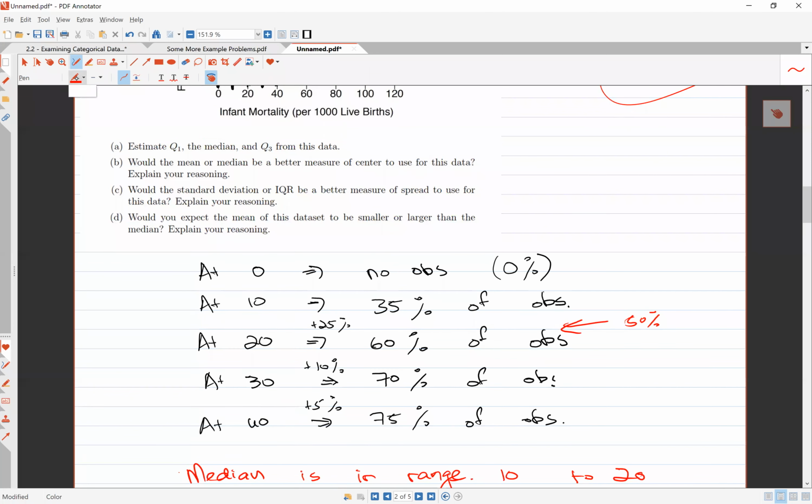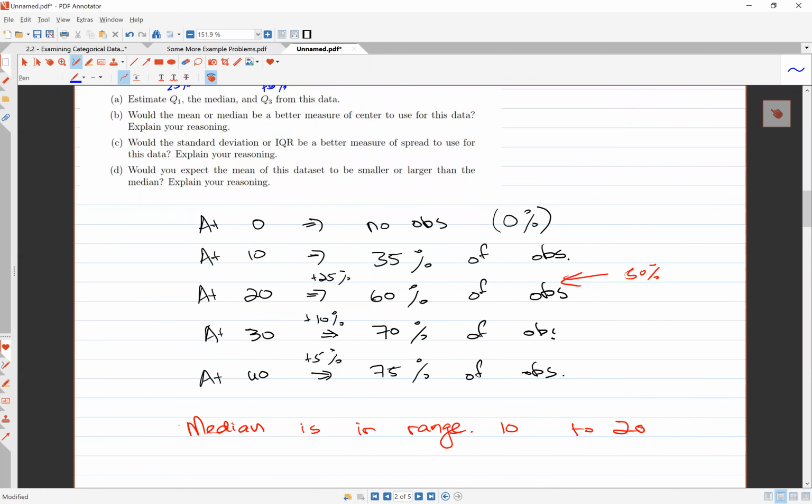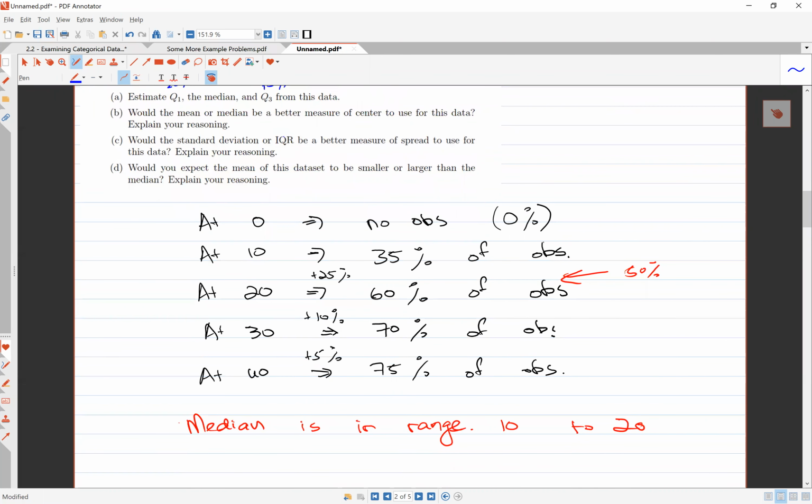Now, Q1 is defined as the 25% threshold, and Q3 is defined as the 75% threshold. So where's our 25% threshold? 25% is somewhere going from 0% to 35%. So Q1 is in the range 0 to 10.